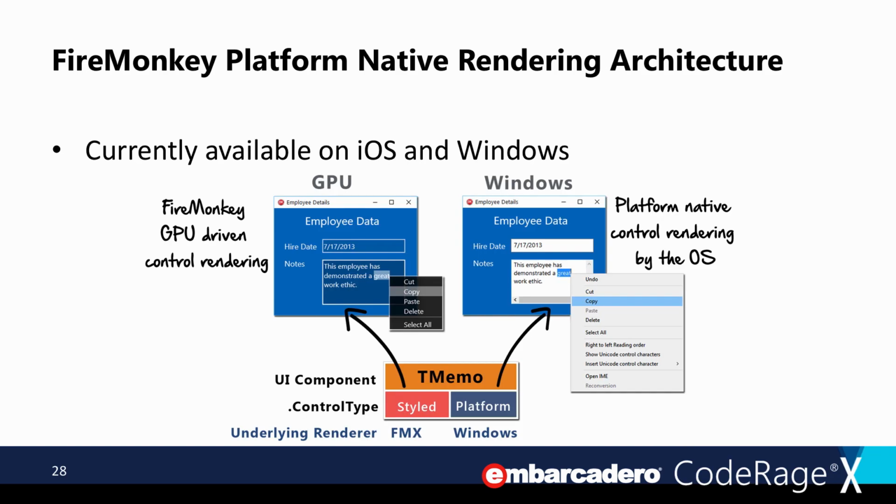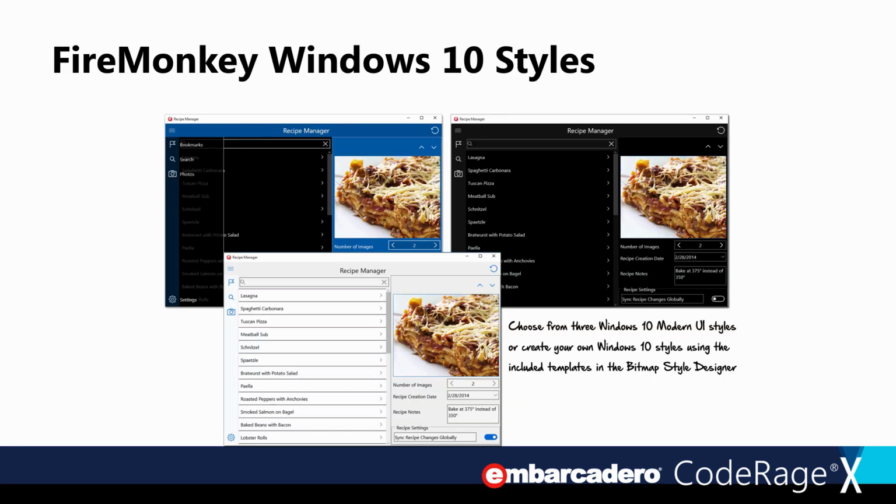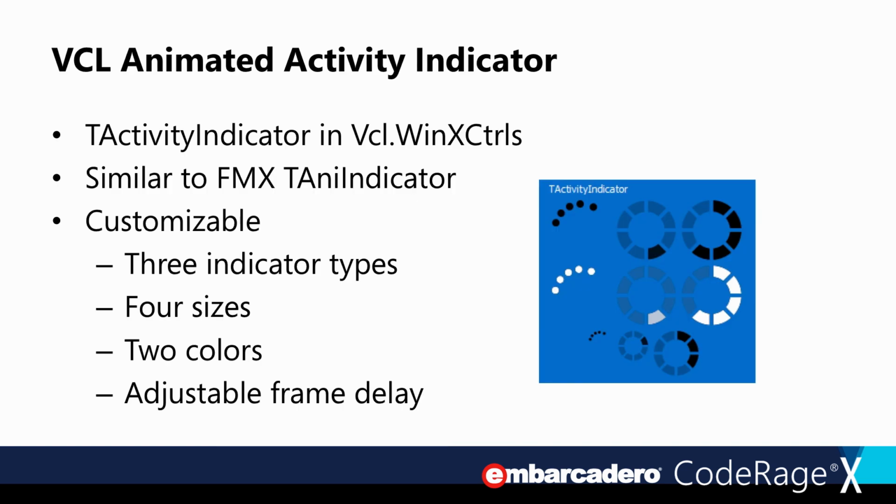Also, we've brought the native rendering from iOS to Windows. So on FireMonkey controls, you can specify the control type of platform, and this will do native rendering by the OS, as opposed to doing the GPU rendering by FireMonkey. And we have the FireMonkey Windows 10 styles. This includes the dark style, the blue style, and the light style.